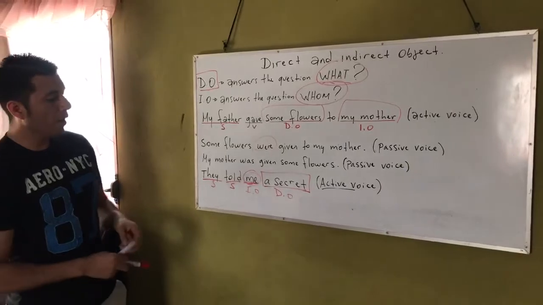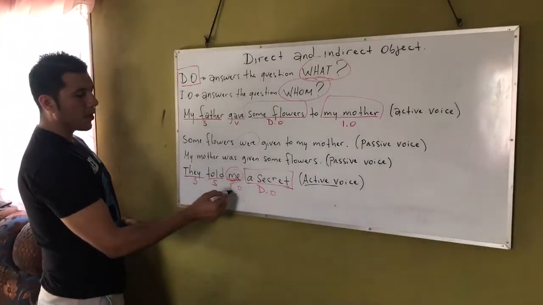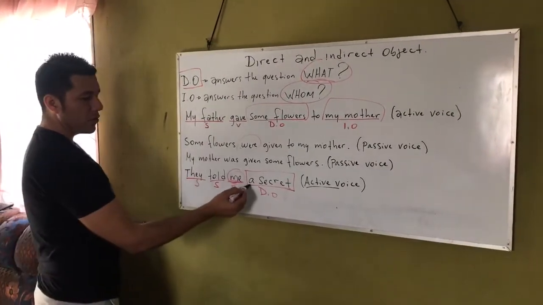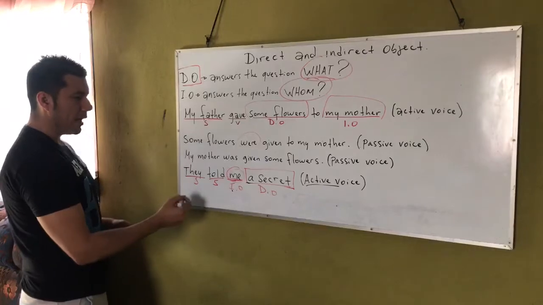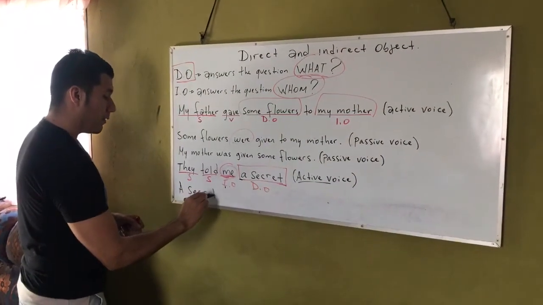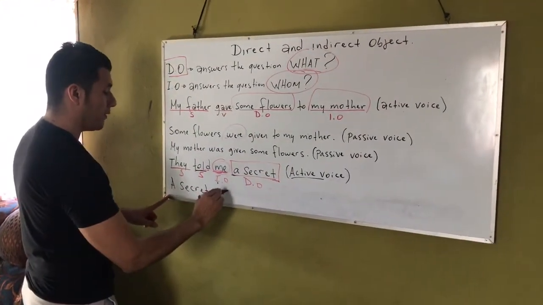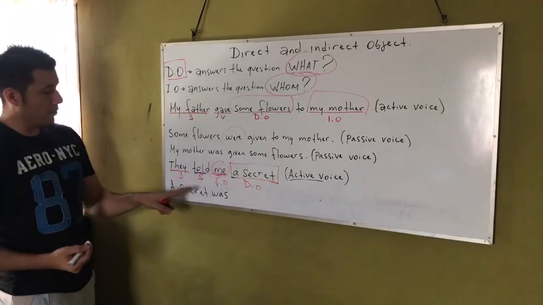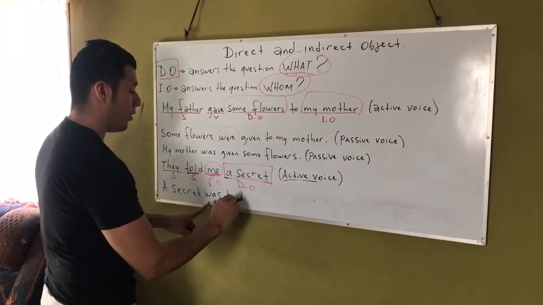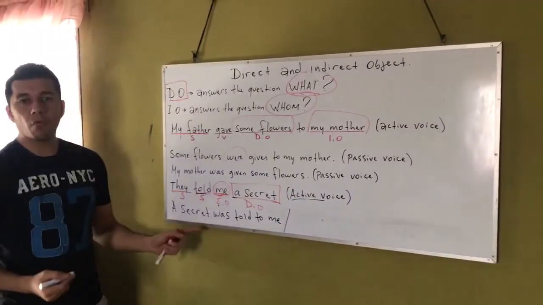Now, how do I make this passive? Remember, I can use either indirect object or direct object first. So let's say I will use this one as the subject, and I will say a secret. And you see the verb is in past, so I need the past form of the verb be. So a secret was, and then again, told to me. And this is one way.